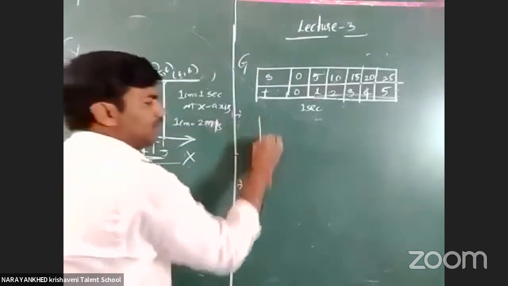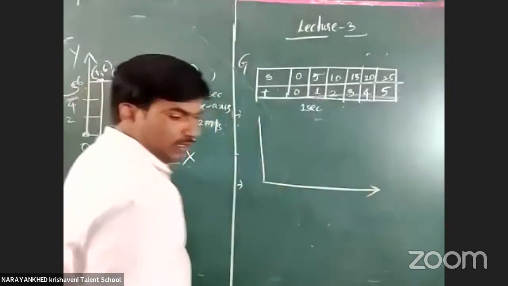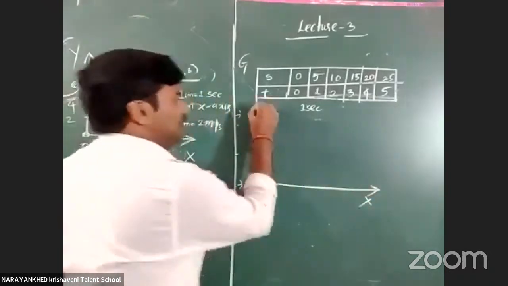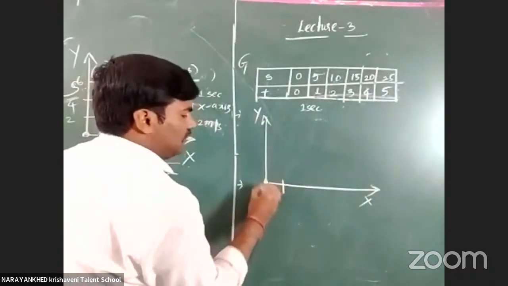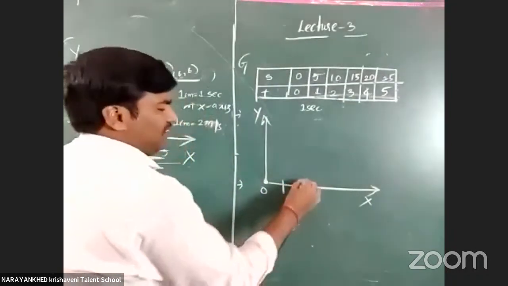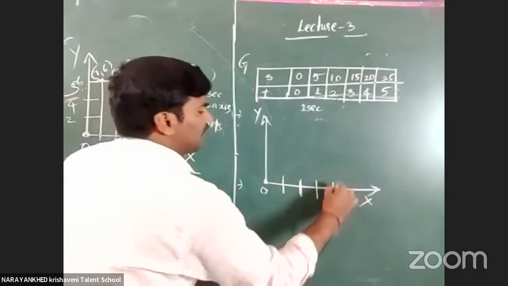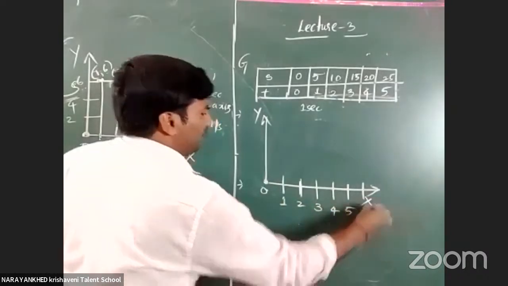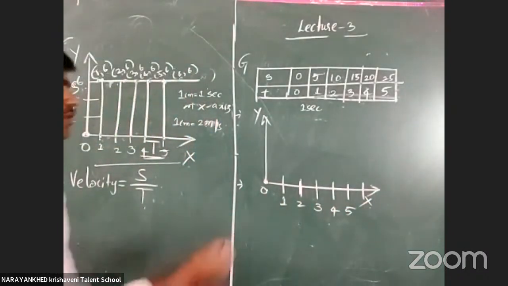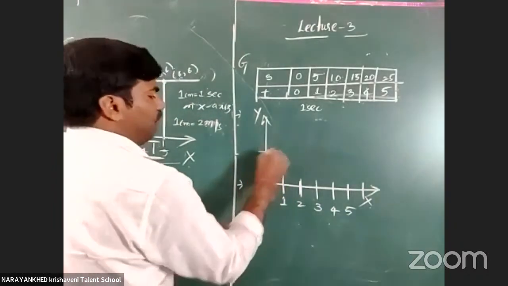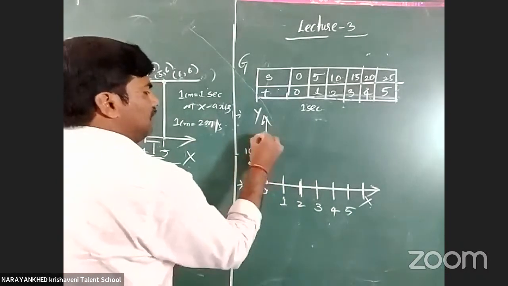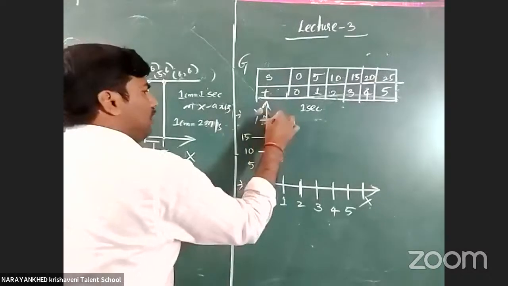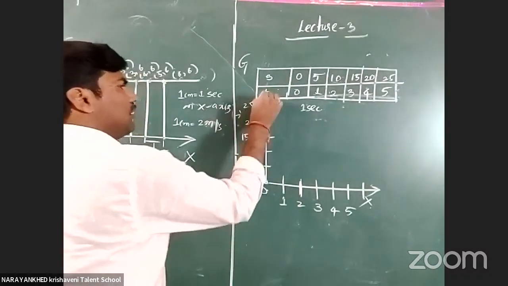How will we get the graph for it? You have to take time on the x-axis and displacement on the y-axis. Suppose this is the 0th, the origin, and here we take first second, second, third second, fourth second, fifth second. Got it? Then on the y-axis we take 5 meters, 10 meters, 15 meters, 20 meters, 25 meters.